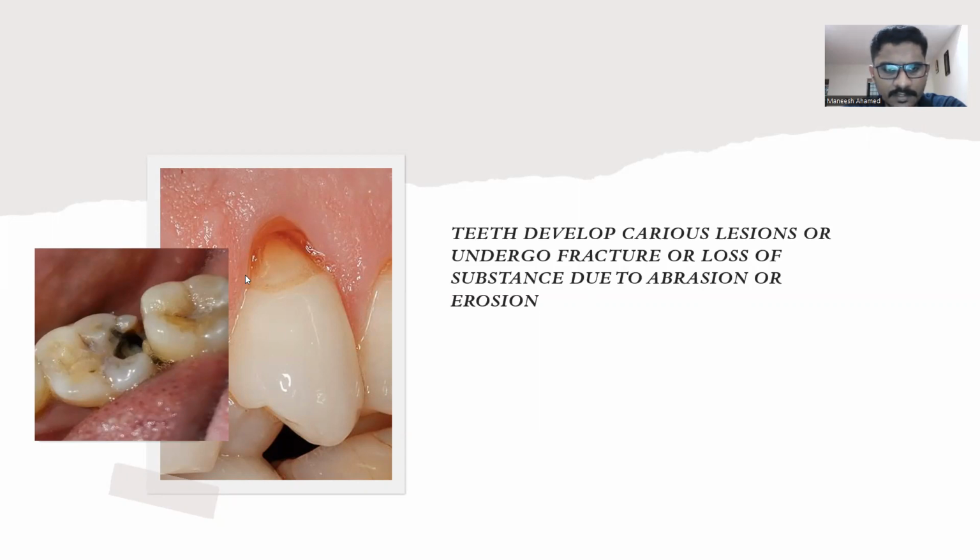The second picture is the picture of an abrasive lesion, which can occur as a result of abrasion, caused by excessive forces used during brushing, or maybe due to eccentric forces acting on the tooth. So all these contribute to the loss of tooth structure.